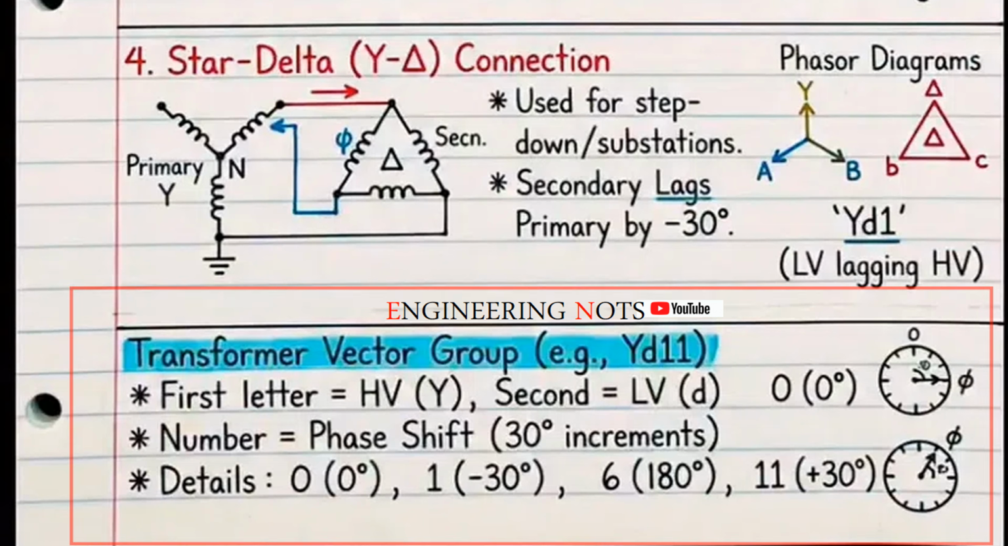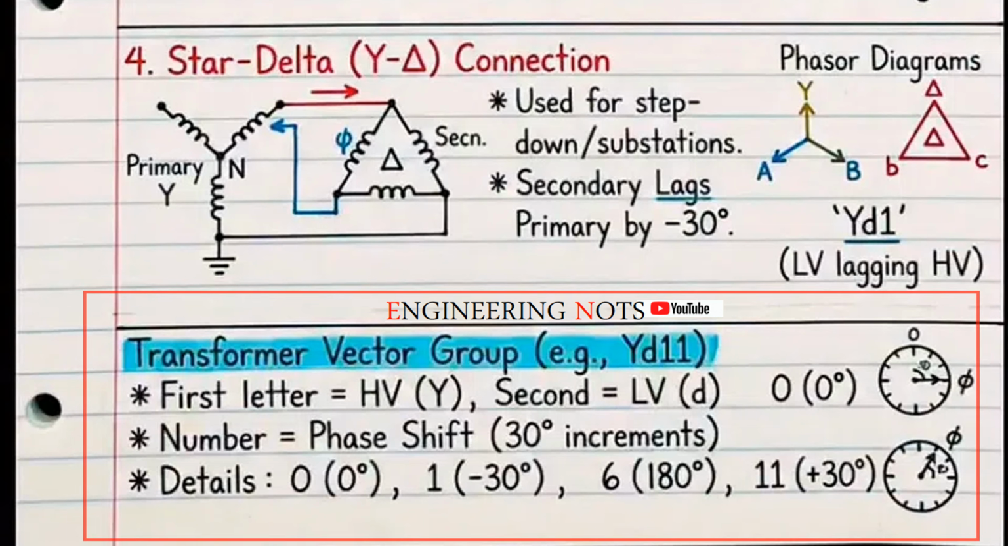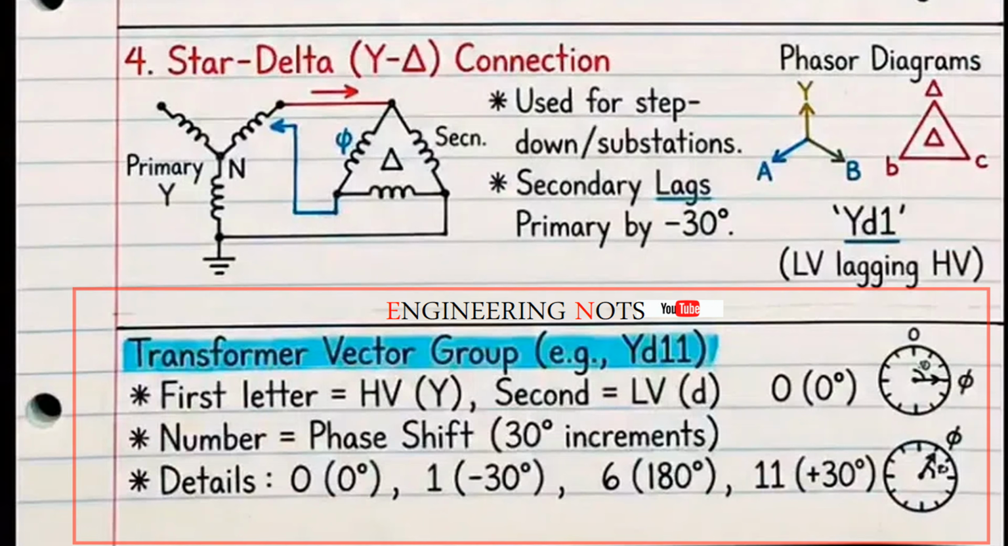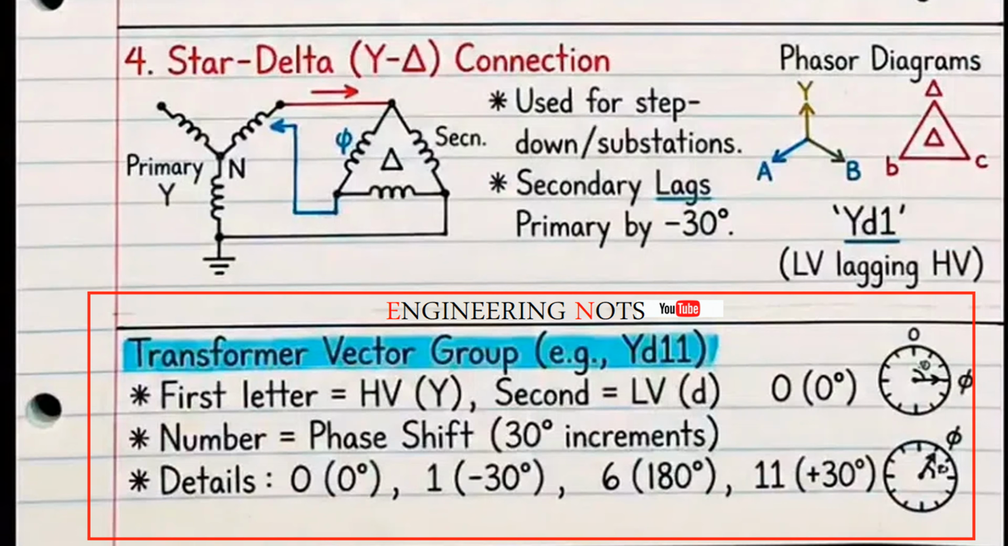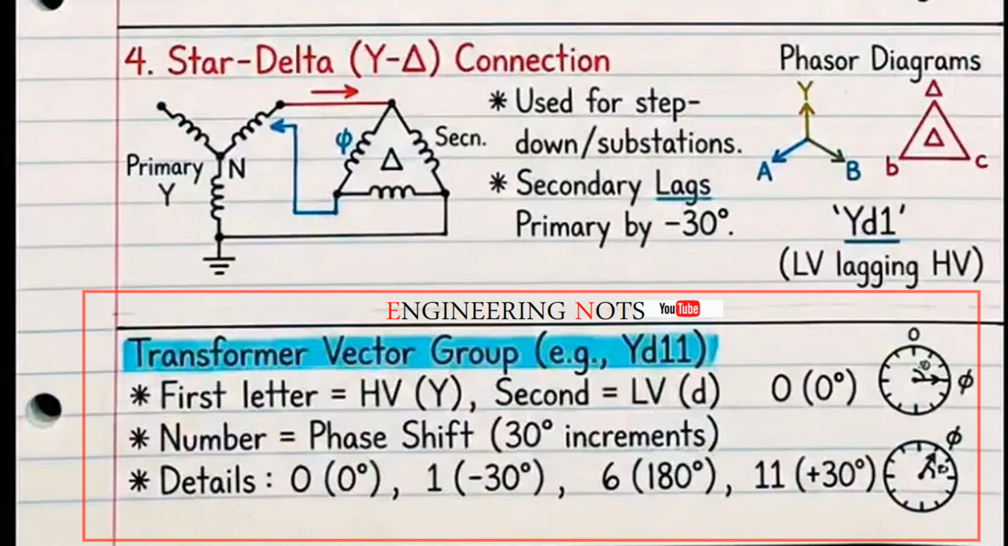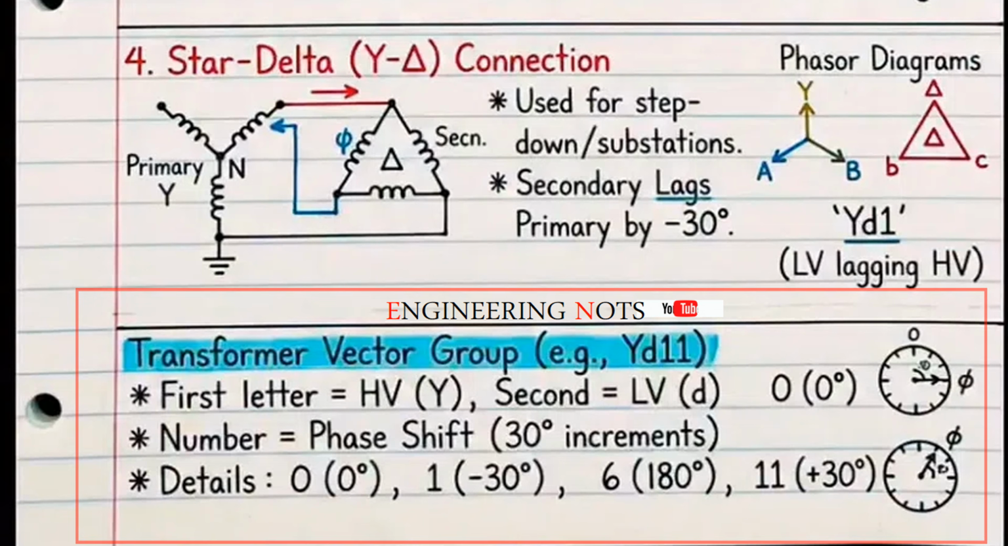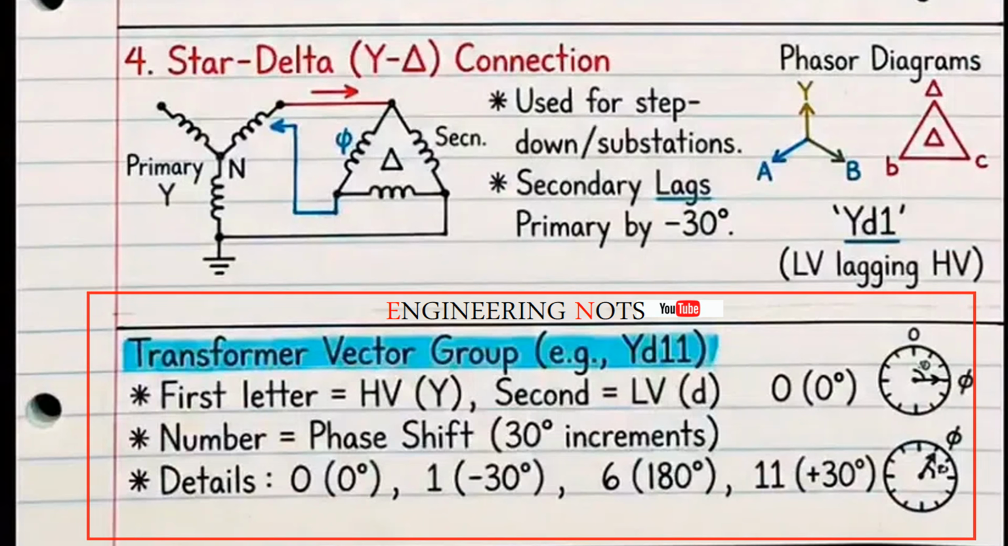Here's how it works. Number 0 means 0 phase shift. Primary and secondary are in phase. Number 1 means 30 degrees lag. Minus 30 degrees. Number 6 means 180 degrees. Completely out of phase. And number 11 means 30 degrees lead. Plus 30 degrees. So YD11 means star on the high side. Delta on the low side.